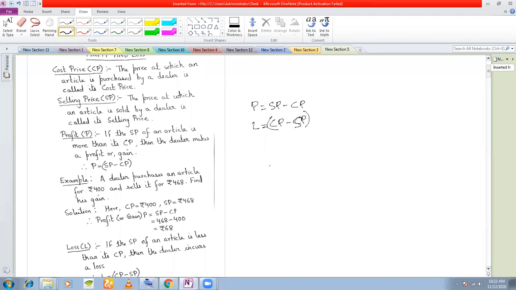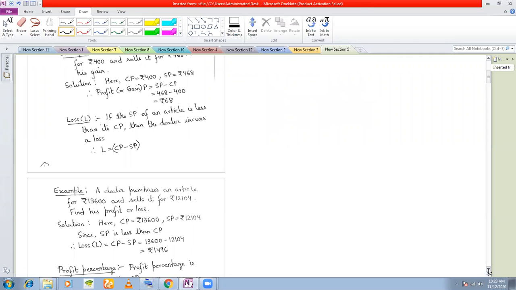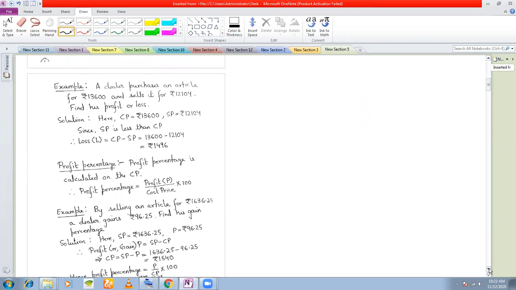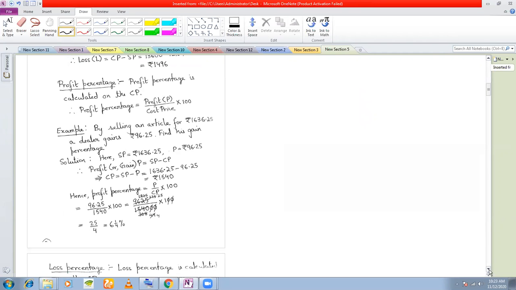Remember, whenever selling price is greater than cost price, then you get a profit. And whenever cost price is greater than the selling price, you get a loss. Or you can say selling price less than cost price, you get a loss. I've given you certain examples on profit and loss. You can go through these. These are very simple examples.